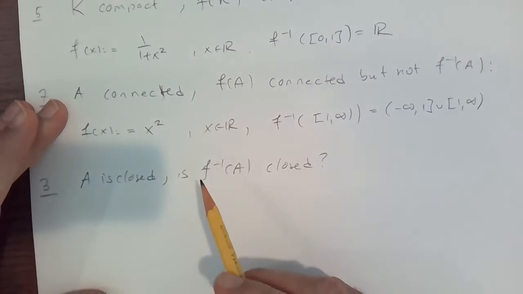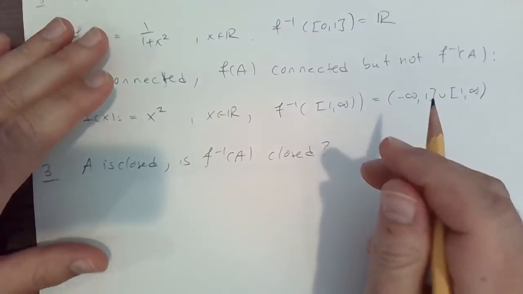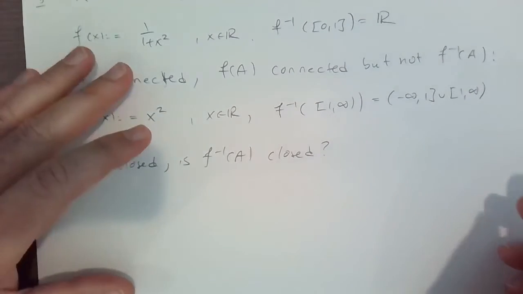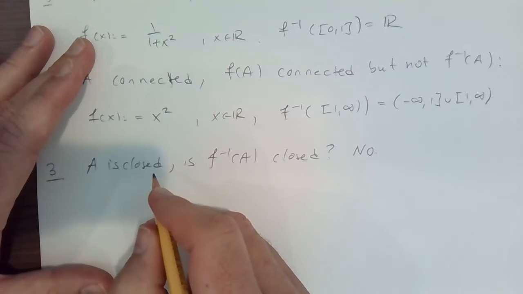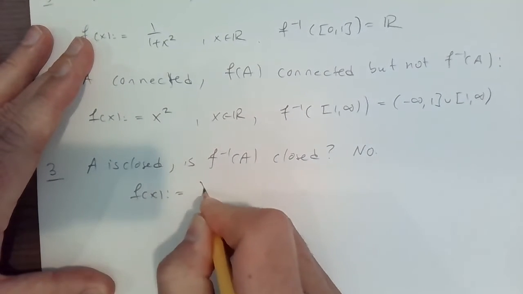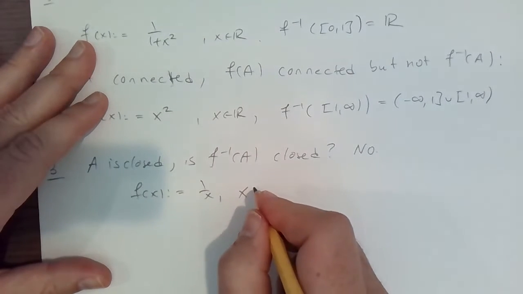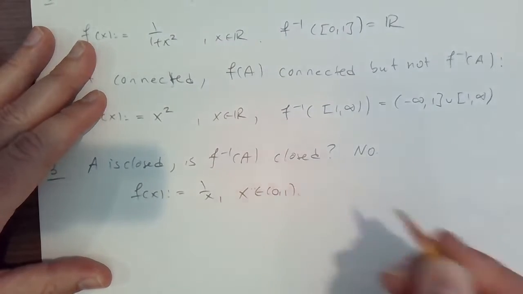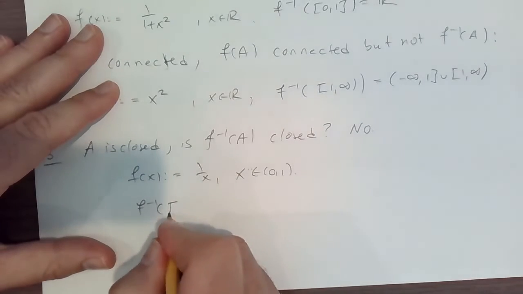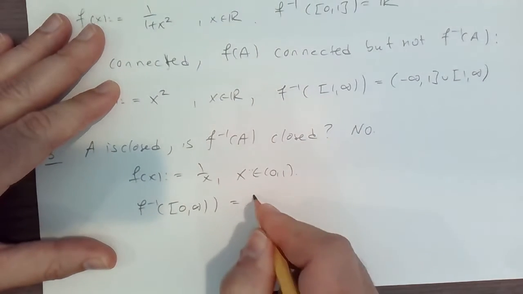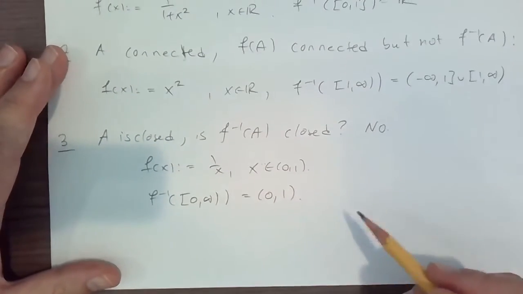Is this one here closed? And so what I had in mind was to say yes here, but the way that it's asked, that's not the case. So this is also a no, because if I take a function like f of x equals 1 over x, with x somewhere between, say, 0 and 1, then if I look at f inverse of the positives, I'm going to get 0 to 1. So this is not what I had in mind.